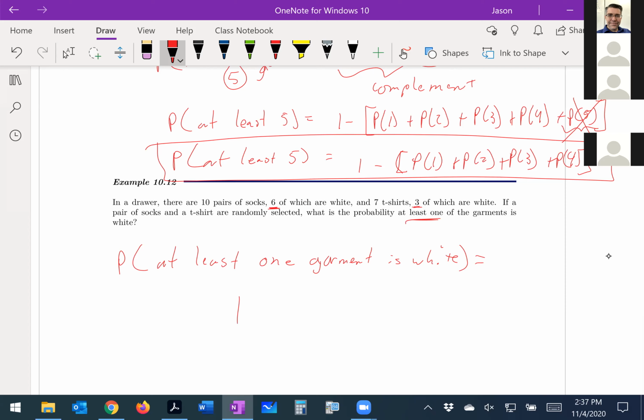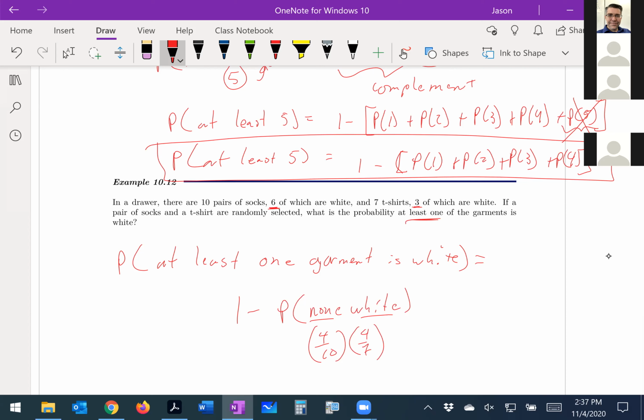It would be 1 minus the probability that we get none white. Right? None white. Now that's a little bit easier to calculate. What's the probability that we get no white socks? Well, that's just 4 out of 10. What's the probability of getting no white shirts? Well, that's just 4 out of 7.